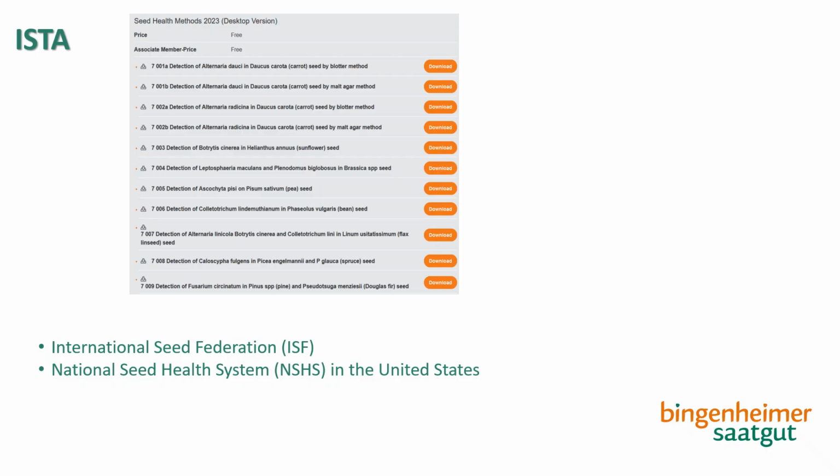So to ensure comparability and reliability, seed health tests are often based on standardized methods. These are, for example, methods that are published by the International Seed Testing Association, ISTA. Here is a screenshot from their website. But besides the International Seed Testing Association, there is also the International Seed Federation and also the National Seed Health System in the United States. Following these protocols ensures that results are accepted internationally and can be produced across different laboratories.